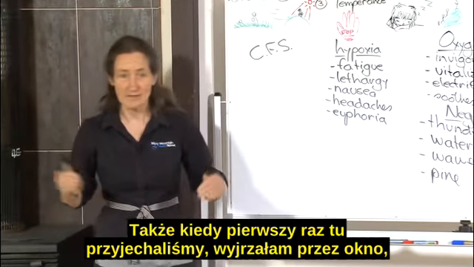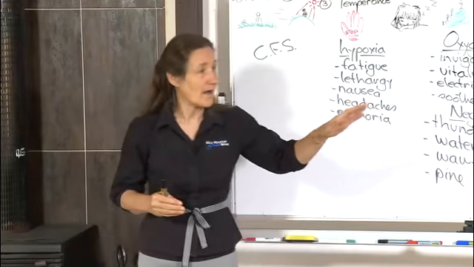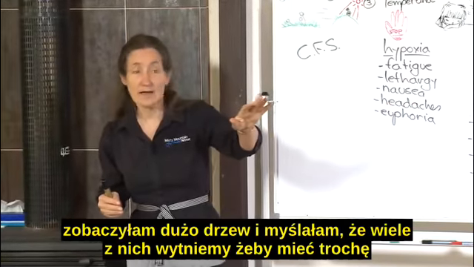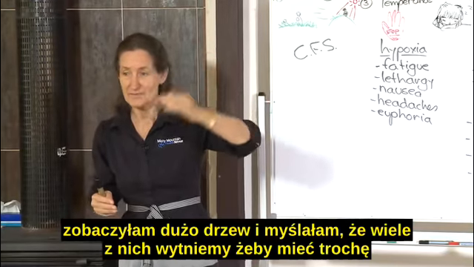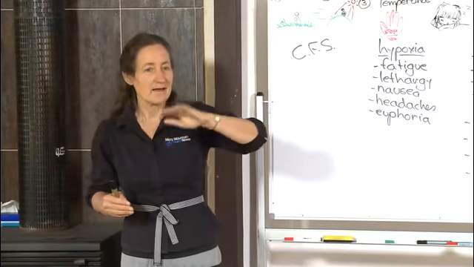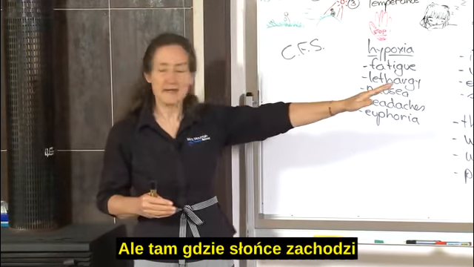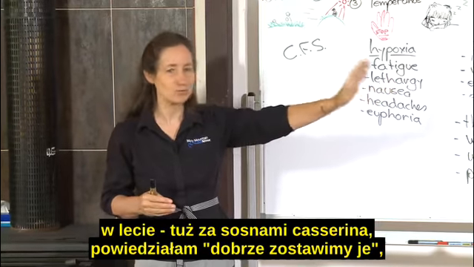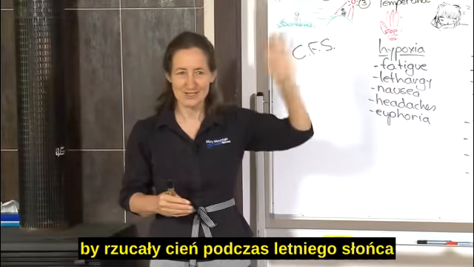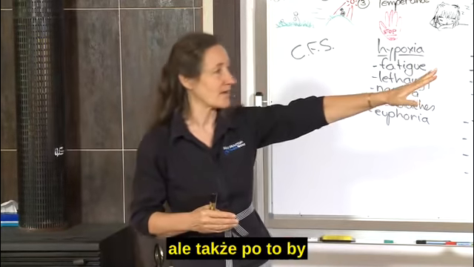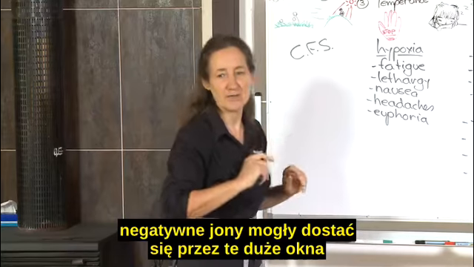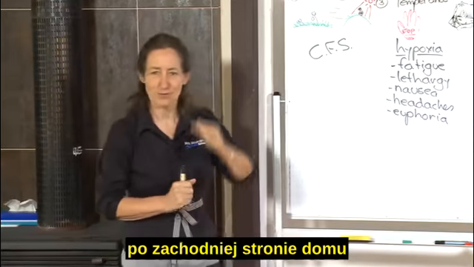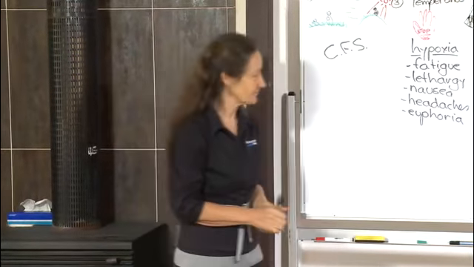So when we first came here, I looked out the window and I saw a lot of trees and I thought, we've got to cut a lot of those down so we can get some winter sun in. But where the sun sets in the summer is right behind the casuarina pines. And I said, good, we'll keep the casuarina pines to shade from the summer sun, but also so that the negative ions can be coming in these large windows on the western side of the house.